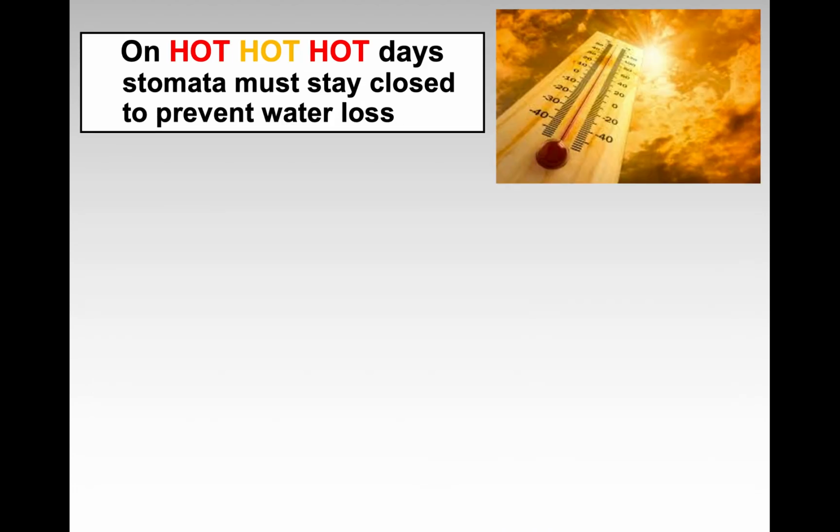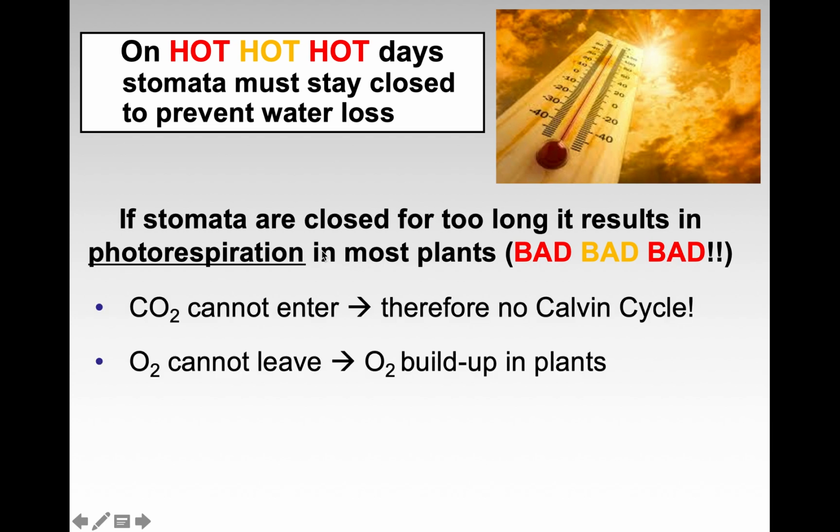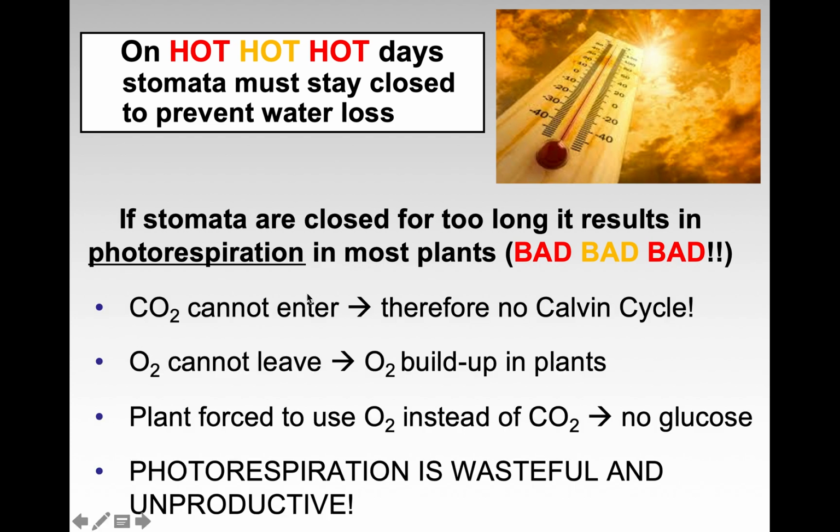On very, very hot days, stomata must stay closed to prevent water loss. And if that happens for too long, you can get what's called photorespiration, which is very, very bad. Carbon dioxide can't come in, oxygen builds up. So therefore they try to use the Calvin cycle with oxygen instead of carbon dioxide, and you use a ton of energy and you make no glucose. So it's very bad and wasteful.